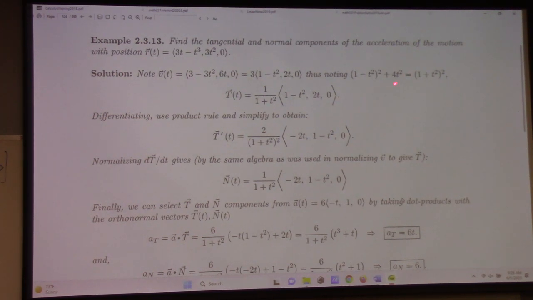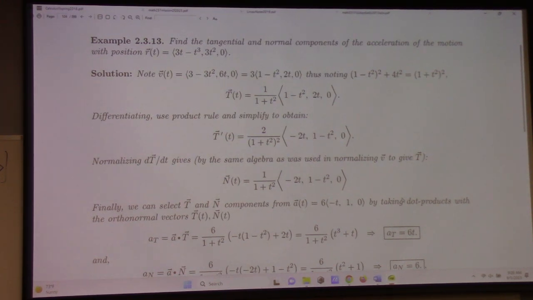The velocity is this. And as such, the speed, I'm sorry, that's the velocity vector. The magnitude of the velocity is actually 1 over 1 plus t squared, so I divide by that to get the unit tangent. I differentiate, and simplify to obtain the derivative of the tangent. And if I normalize that, that gives me the normal vector. So I've calculated the tangent, calculated the normal, and then the acceleration. Of course, I can calculate the second derivative. Here it is, right? Then to find the tangential part of the acceleration, I take the dot product with the unit tangent. And to take the normal component of the acceleration, I take the dot product with the normal vector.